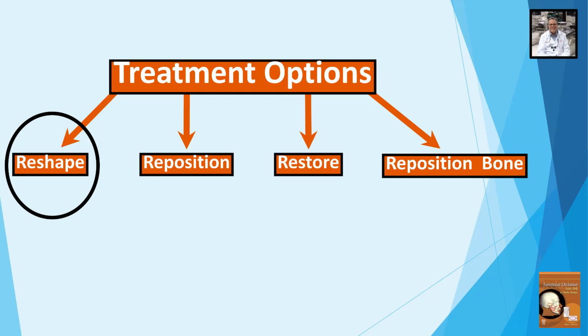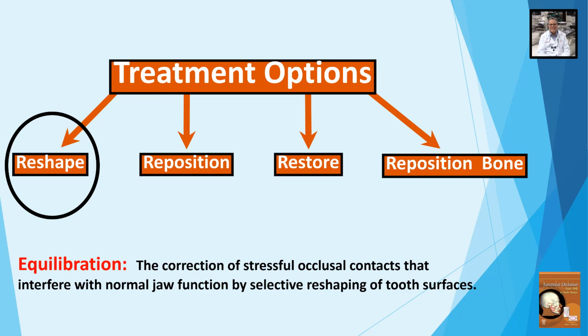And we do that, we call that an equilibration, which is the correction of stressful occlusal contacts that interfere with the normal jaw function by selective reshaping of tooth surfaces. Now, we do this to protect. So you ask yourself, gosh, we're taking away tooth to protect tooth? Well, yeah, you are. Because by taking away tooth, you will then manage forces. And if you manage the forces, you'll have less destruction through time.